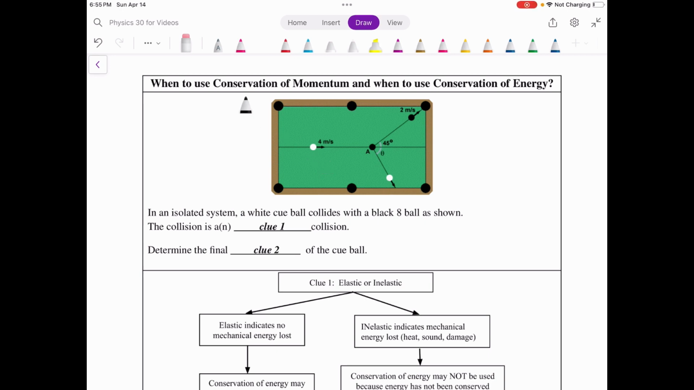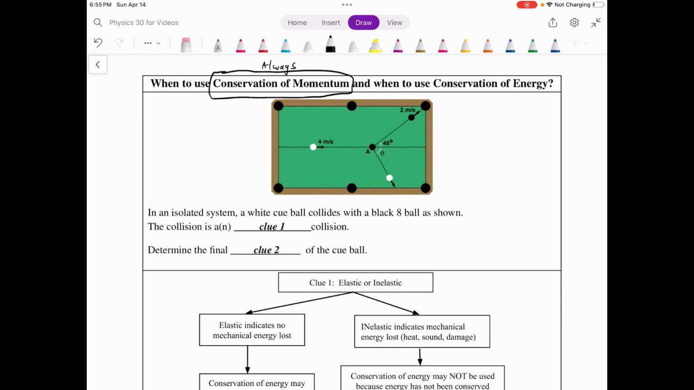So this section here is just talking a little bit about when you can use conservation of momentum and when you can use conservation of energy, okay? Well, the short answer is you can always use conservation of momentum. It is always safe to use the law of conservation of momentum, okay?